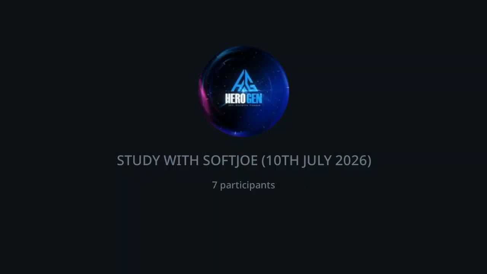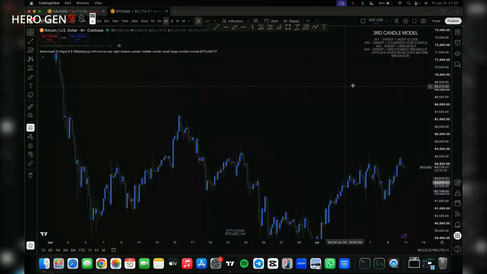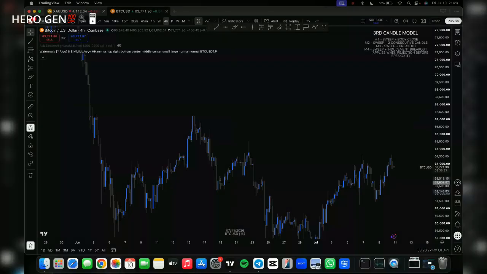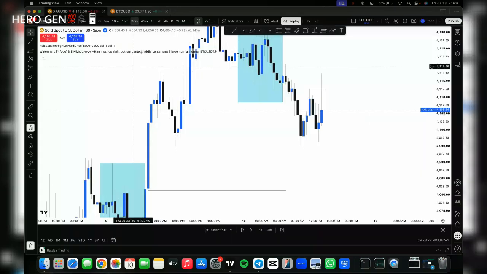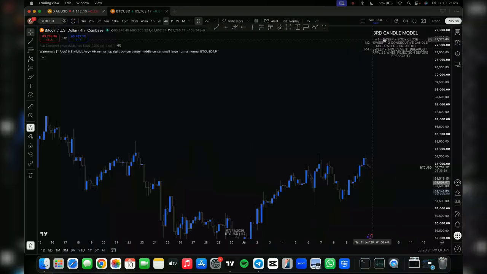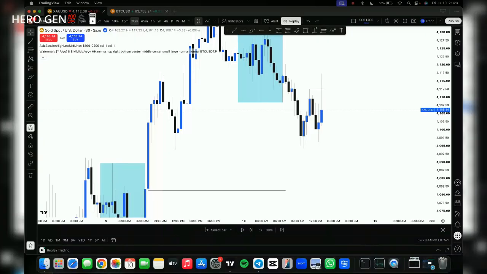So I don't want to use that color so you guys can see the screen. This is XAU, but look at my BTC. You can see that I have my top candle model here. I have my M1, M2, M3, M4. So what is common here is one thing: sweep of liquidity. Very, very common. So I'm going to explain why it is very important by next session, next week.